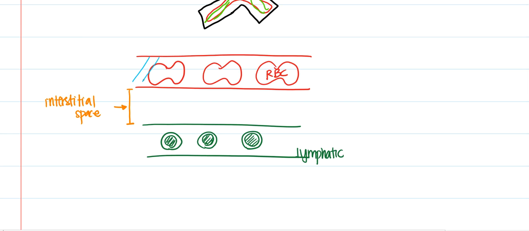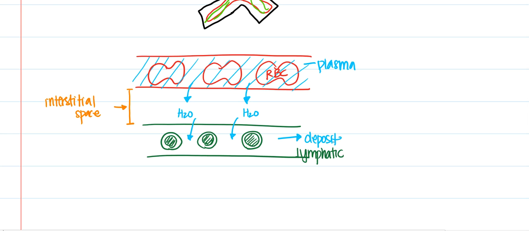So what happens is we have plasma where the red blood cells are traveling through. And the plasma, sometimes if we have too much water or too much fluid in any way, or just not enough solute, a lot of this plasma will actually leak through into the interstitial space. If you are a healthy human being, all of this water will be reabsorbed through the lymphatic vessels, and then it will get deposited into the heart, and your blood volume will come back to normal.